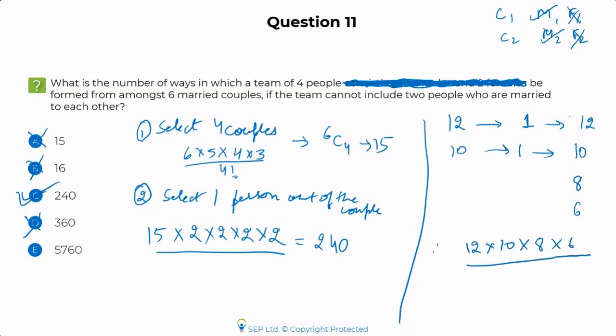But since I'm selecting them one by one, I'm automatically considering the arrangement as well. So we have to divide this by 4 factorial because the arrangement does not matter here. If you do that, you will still end up with choice C, which is 240. But if you do not realize that the arrangement is considered here and you do not divide by 4 factorial, you will end up marking choice E as the correct answer, which is incorrect. Again, this is a 700 level question.